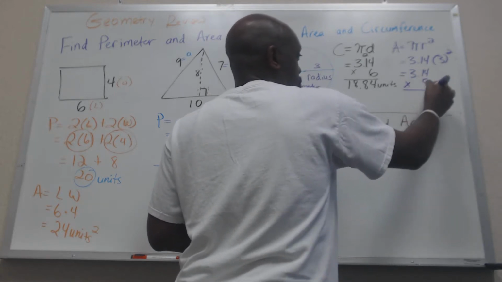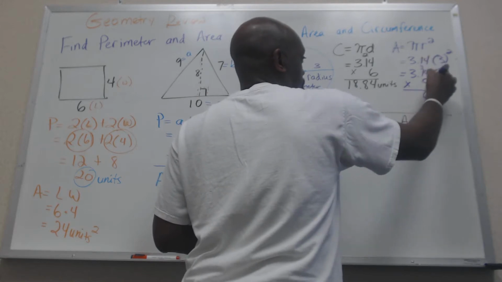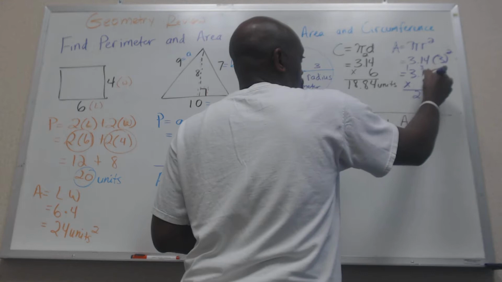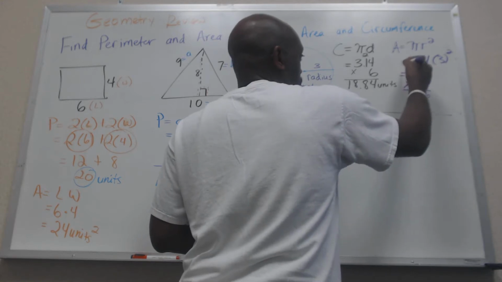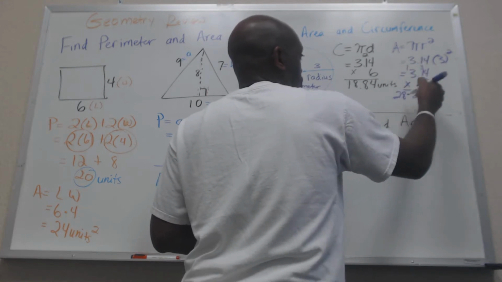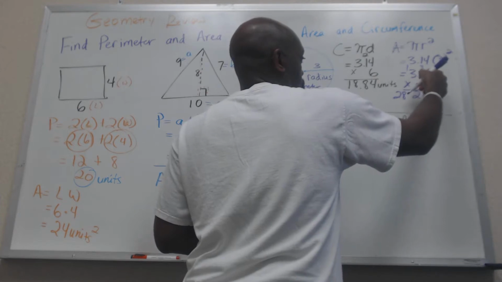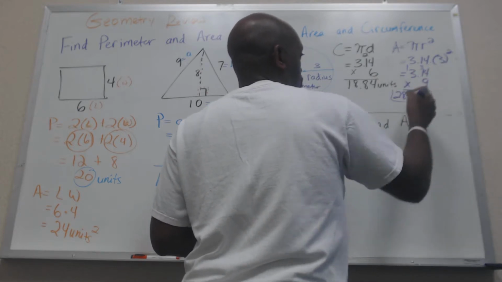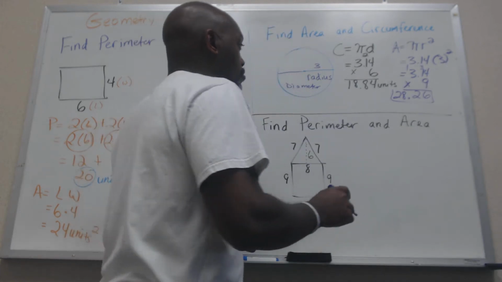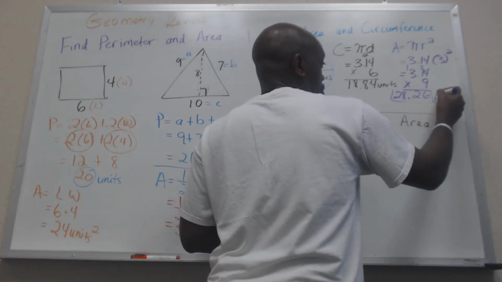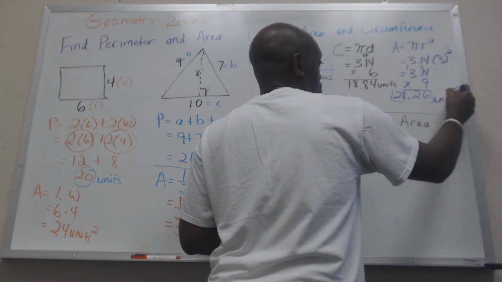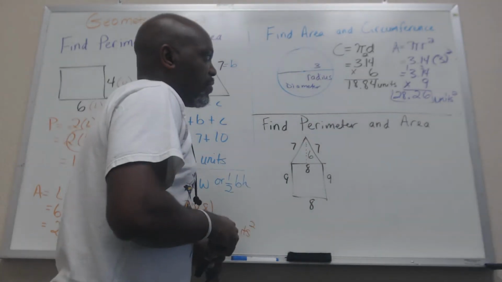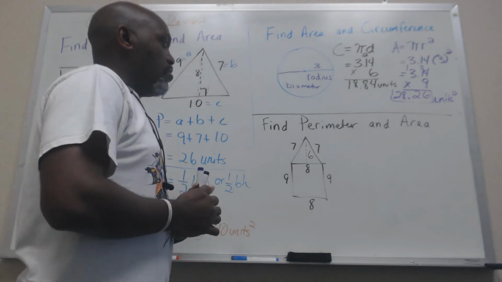So 9 times 4 is 36. Carry my 3. 9 times 1 plus 3 is 12. Carry my 1. 9 times 3 is 27, plus 1 is 28. So there are two numbers behind the decimal place, 1, 2. That's how you know where your decimal goes. And so we're going to say units squared. All right. Excellent. All right, so let's move on.